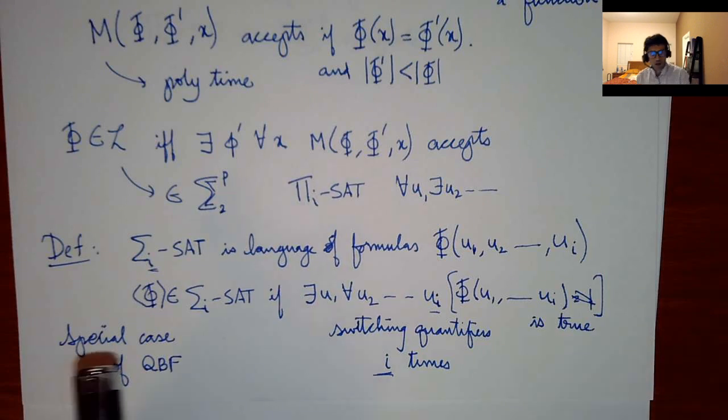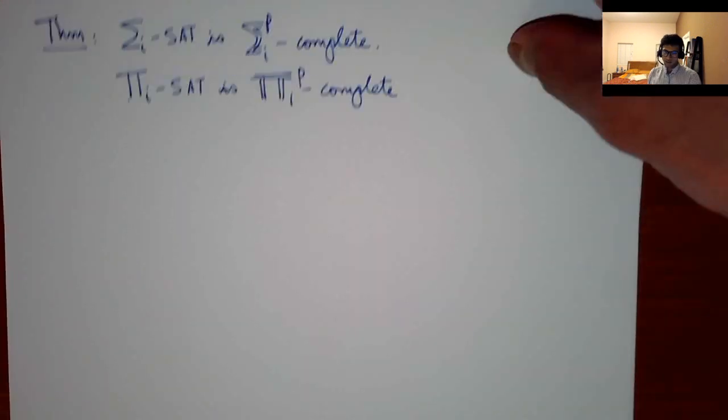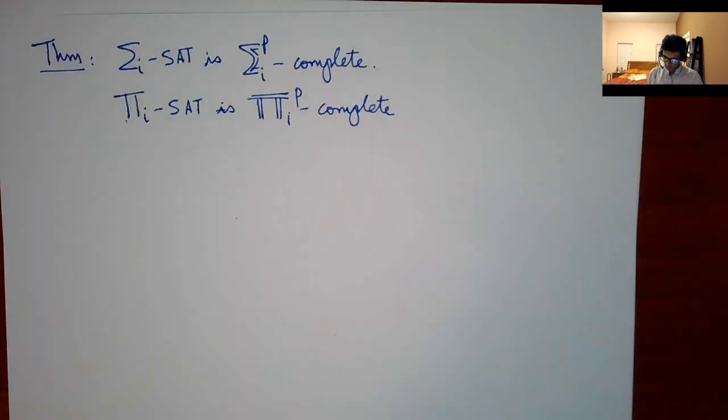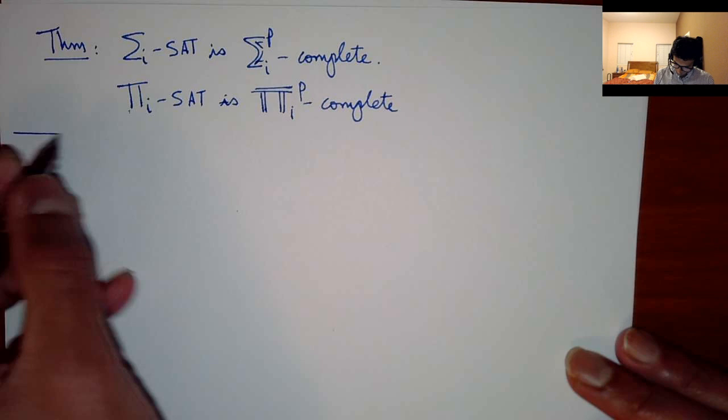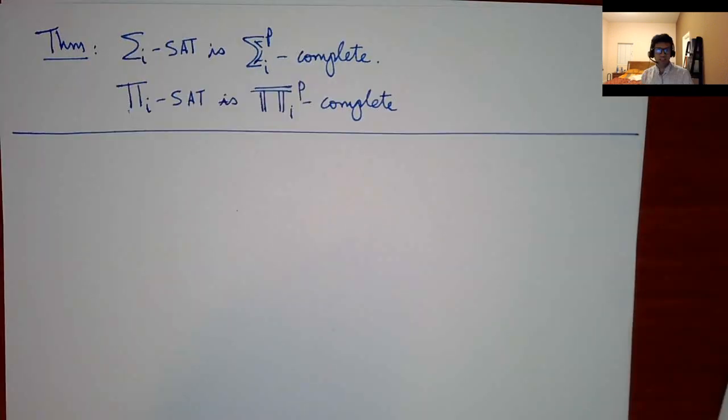So let me draw a picture which might help, and then we can come back to this theorem. This is just saying that just as SAT was NP complete, this is like the generalization of the fact that SAT is NP complete. Sigma_i SAT is Sigma_i P complete.